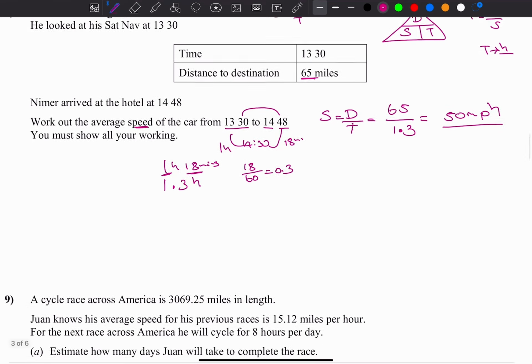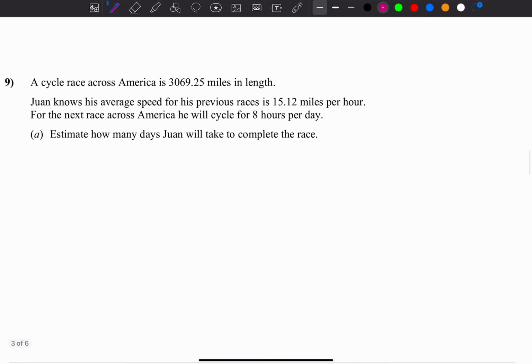Okay. The next one, question number 9. This one is an estimate question, so it's a non-calculator paper. Estimate this, always to one significant figure, 3000. 15.12. Don't do this one to one significant figure, because it looks like 15 and you don't want to say it's 20. So just call it two significant figures on this one only, 15. That's fine. For the 8 hours per day, that's fine.